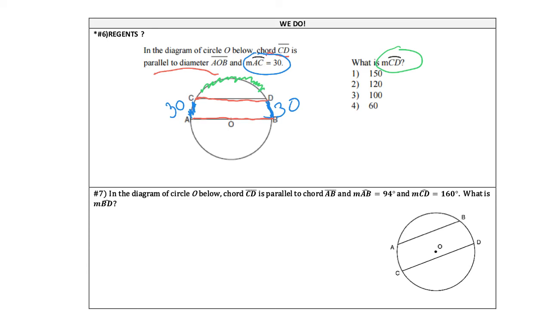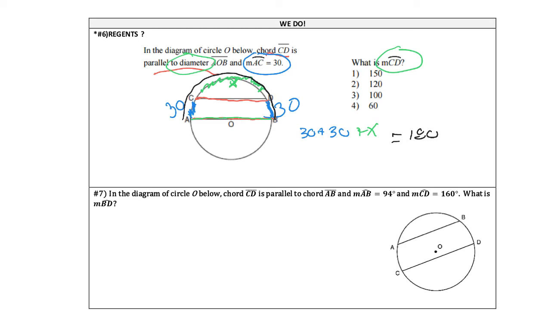So, right away, one thing they told me, it's a diameter AOB. So this whole arc from A to B is half the circle. Half the circle equals 180 degrees. So I have 30 plus 30 plus that green piece I'm trying to find, so let's call it X, equals 180. So that would add up to half the circle, so it's 180.